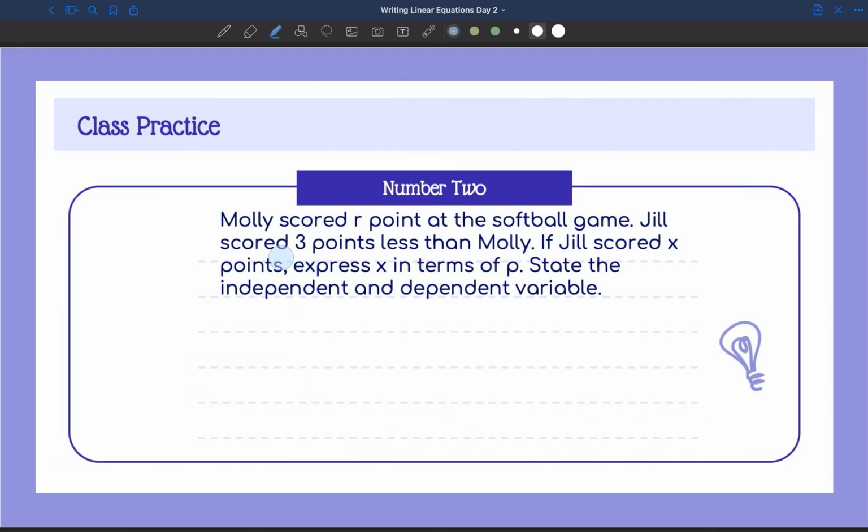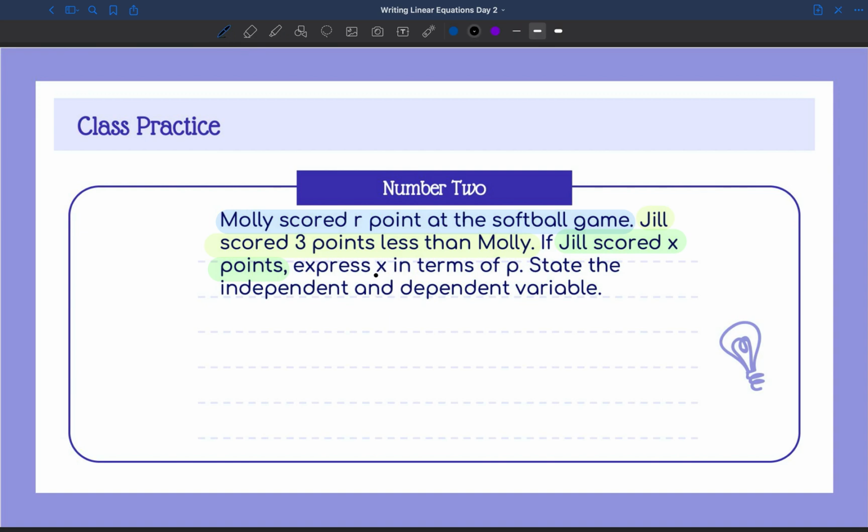Looking at number 2, it says Molly scored R points at the softball game, and Jill scored 3 points less than Molly. If Jill scored X points, express X in terms of P and state the independent and dependent variable. So we're going to highlight all of our key details. The first one is Molly scored R points at the softball game. The next one is Jill scored 3 points less than Molly. So Molly scored R points and then Jill scored 3 less than that. And lastly, Jill scored X points.